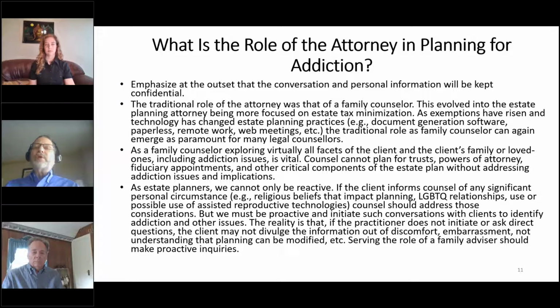Now, the traditional role of the attorney was one of family counselor. And over the decades, that really sort of evolved into becoming an estate tax minimization advisor. If some of the current proposals in Washington go through, it may evolve into becoming an income tax minimization advisor and perhaps a trust and estate tax minimization advisor. But that being said, the traditional role of the attorney was family counselor, and we shouldn't lose sight of that.